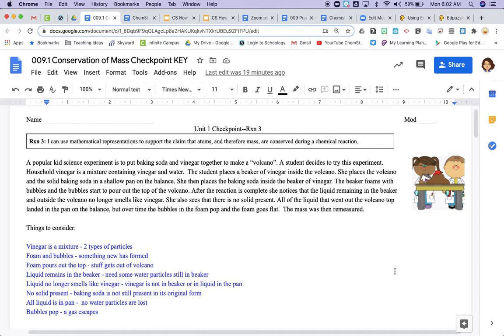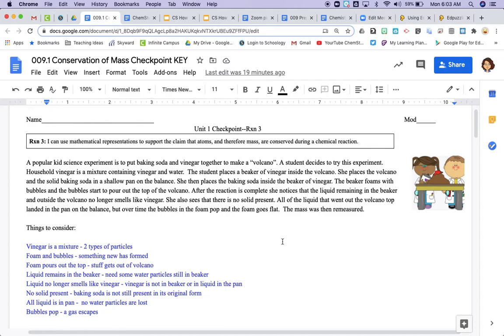When you read this paragraph, there are a number of things that you need to consider before you get ready to answer the question or draw the picture. The list is below in blue. Vinegar is a mixture. That means that it's going to need 2 types of particles. That comes from this sentence right here. Household vinegar is a mixture containing vinegar and water. The second thing to consider is the foam and bubbles produced by the reaction. This is an indication of the formation of something new. From the particles you start with, you need to assemble something brand new.